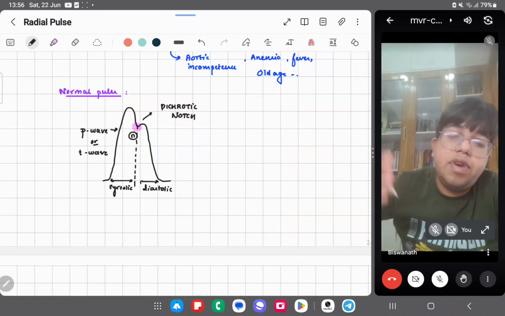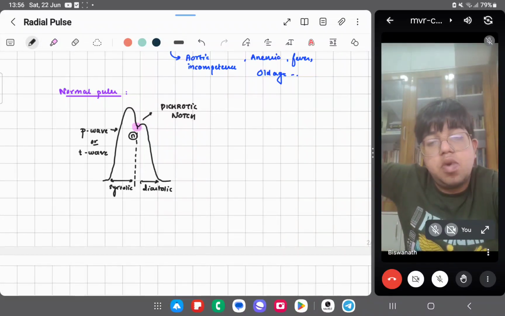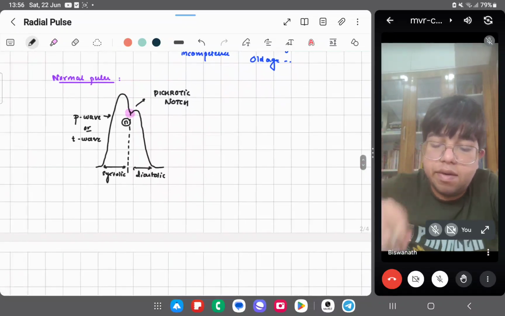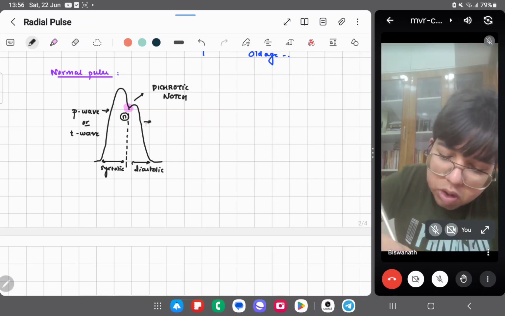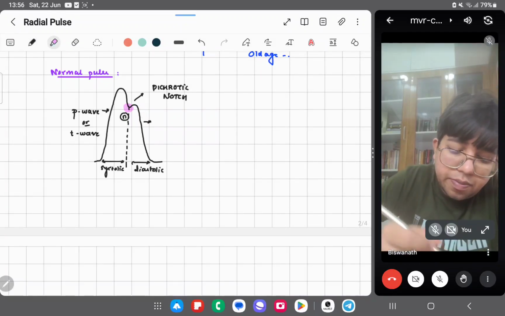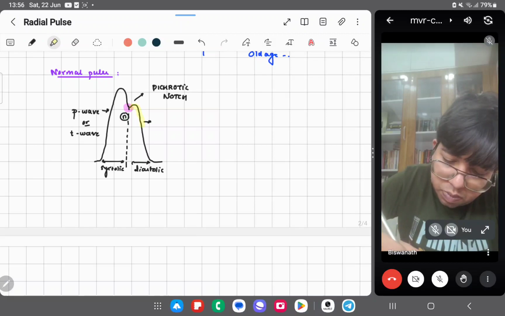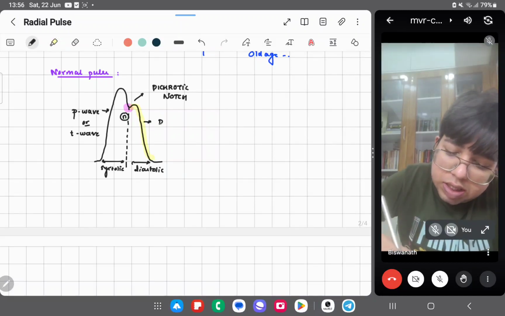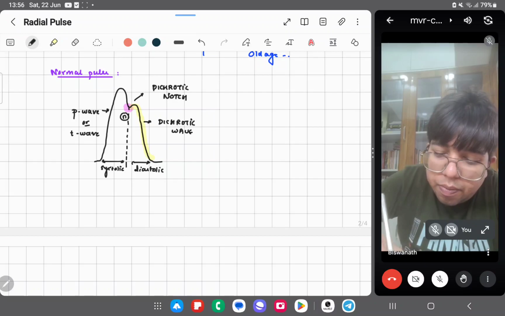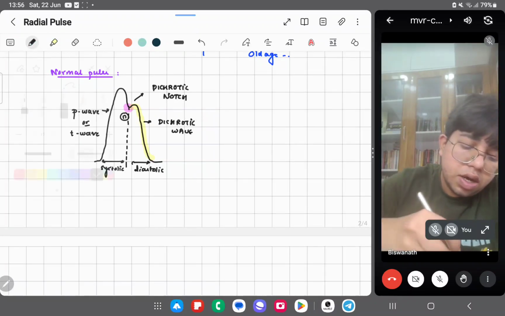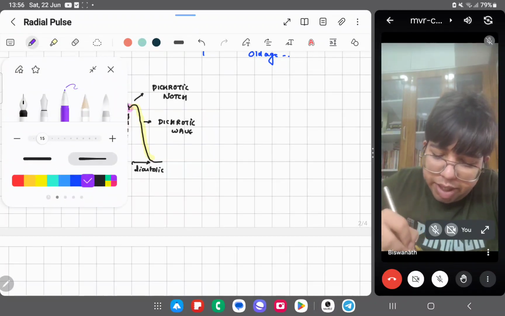And we have a wave which is coming down. This is called the dicrotic wave. After this dicrotic notch, there appears the dicrotic wave. So this whole part is called the D wave. You can just write dicrotic wave. Understood? What are the meanings, basically?